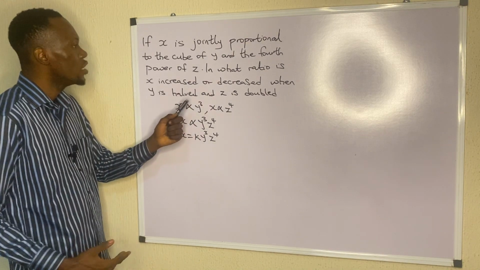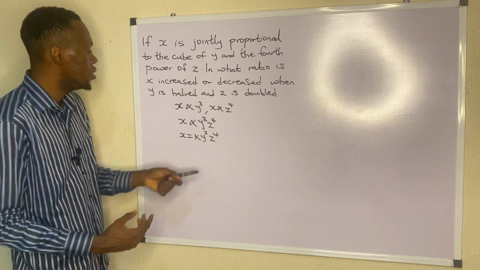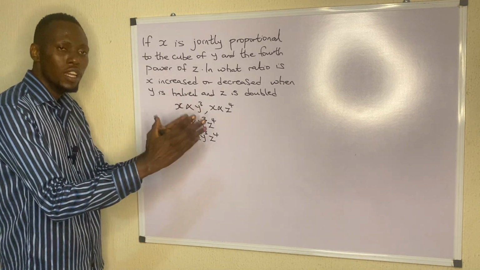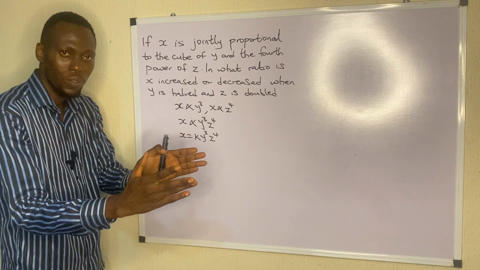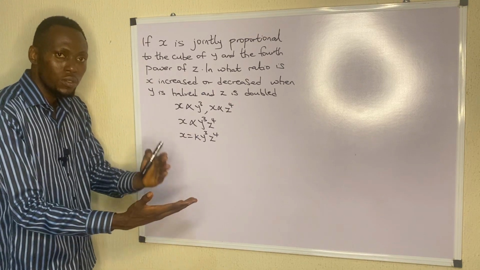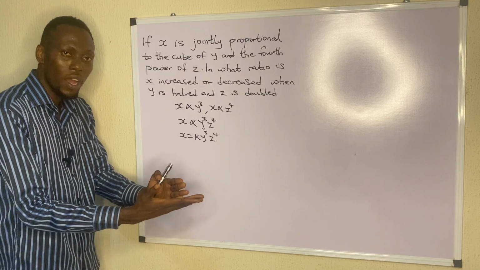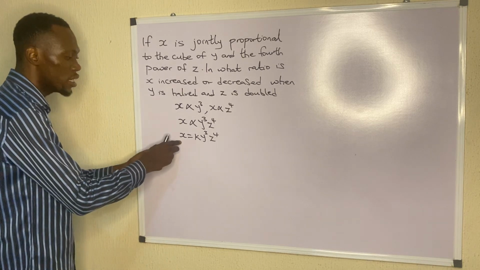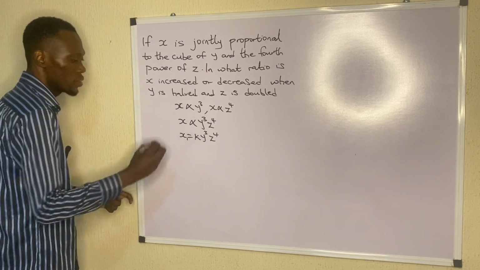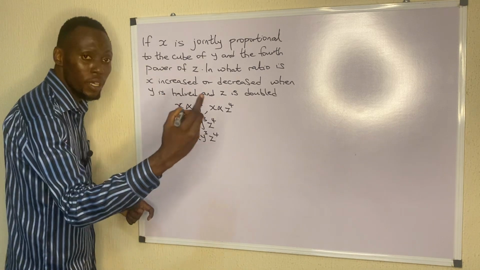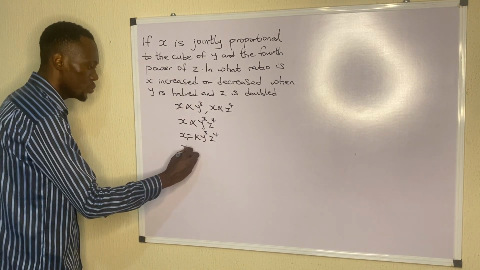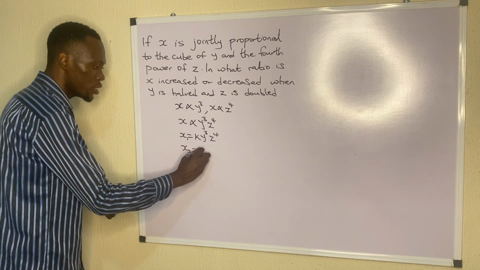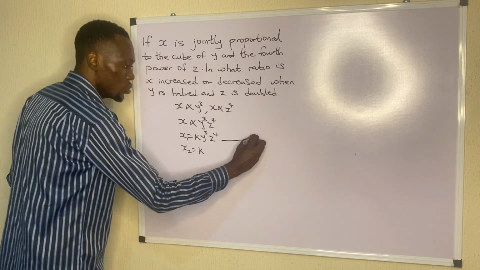And now we are asked in what ratio is x increased or decreased when y is halved and z is doubled. Okay, we have a first case of x, y, and z. Now there's another case of reducing the value of y by half and increasing the value of z by 2. So if we call this x1, we can call the other relationship x2. So we have that x2 will be equal to k. Remember, this is the relationship, so the concept of proportionality will remain. We can call this equation 1.